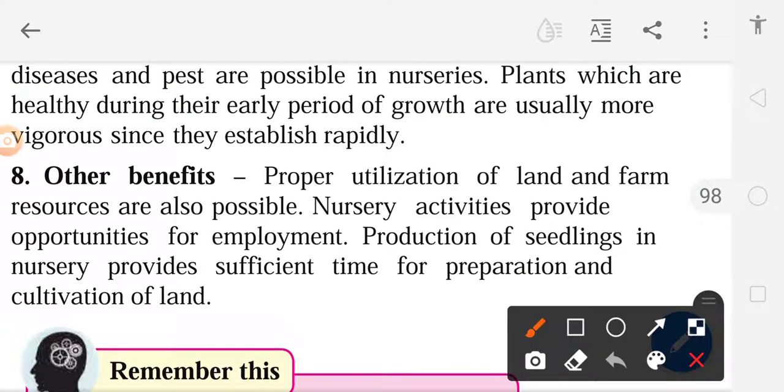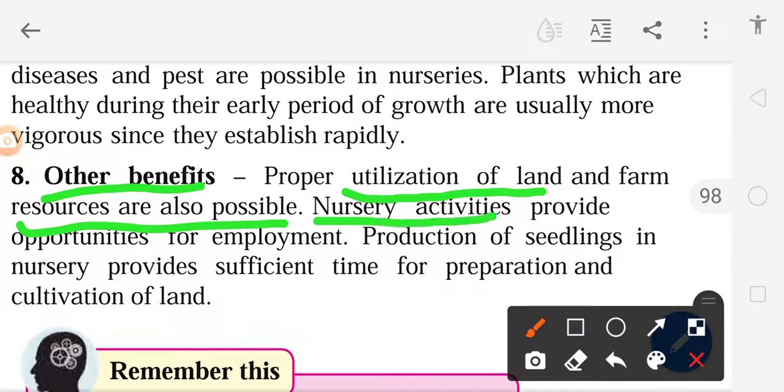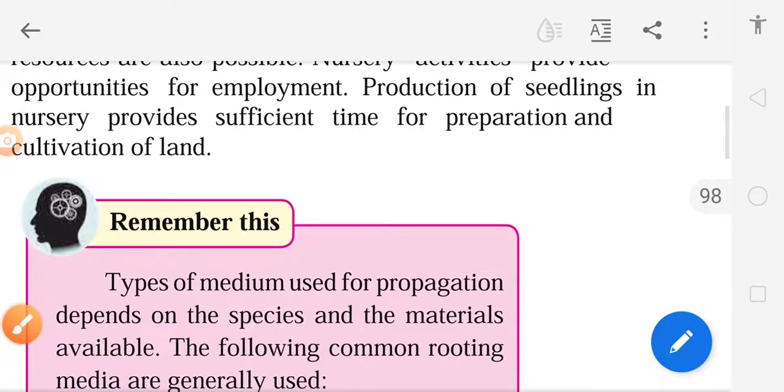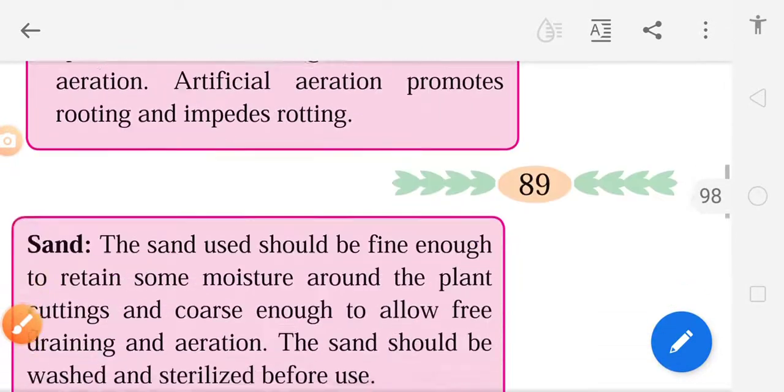Then which are the other benefits? Other benefits are that whatever land we have got, there is proper utilization of the land, and farm resources are also available. Then nursery activities can also be done. So land which may not be of use for another purpose can be used for production of these seedlings, and that will give a benefit. So this is about the importance of nursery.